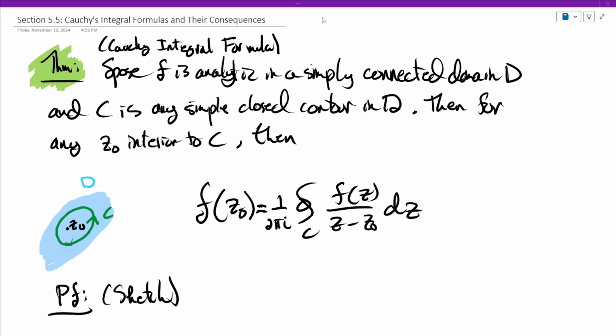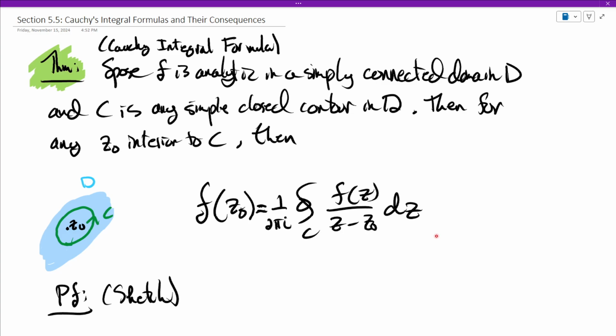So in our last section for this class, we're going to talk about Cauchy's two integral formulas and what we can learn from them. The first one is what is sometimes called the Cauchy integral formula. It tells us that if we have an analytic function in a simply connected domain D and C a simple closed contour in D, then for any z naught interior to C, the value of the function at z naught is 1 over 2 pi i times a contour integral.